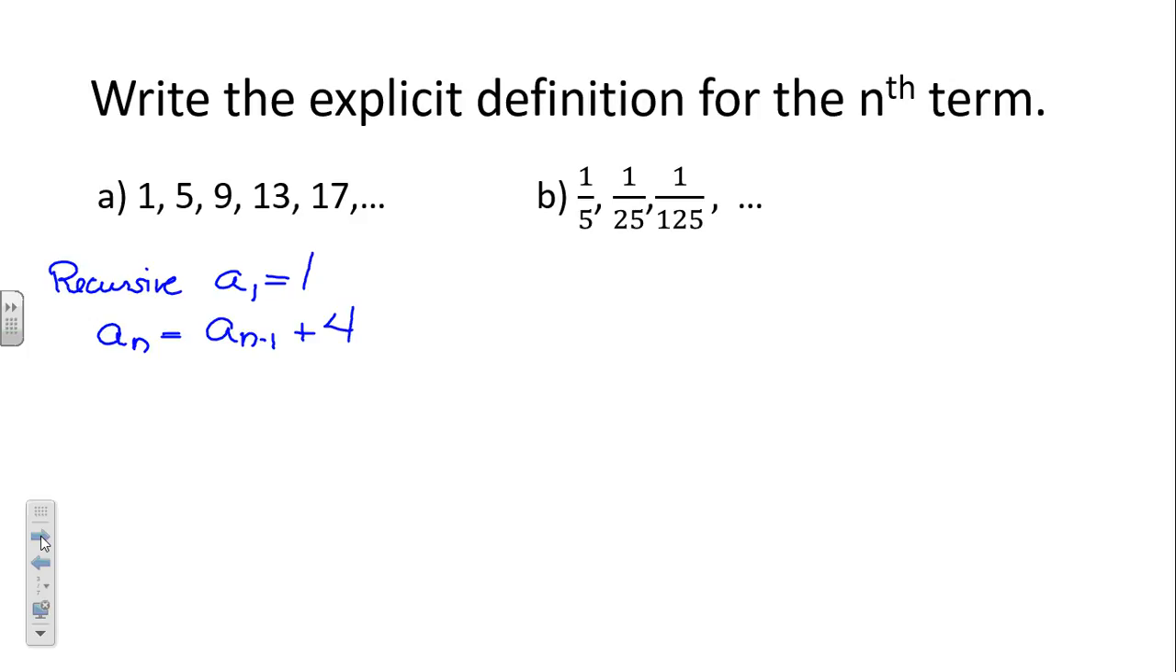Because if we put the first term in there, it's 1, right? The second term, A sub 2, will be A sub 2 minus 1, or A sub 1, the first term, and add 4. So 1 plus 4 gets us 5. The third term is going to be the second term plus 4 again. So 5 plus 4 gets us 9. So recursive was easier, right? Okay, this was our definition for recursive. But explicit is a little tougher.